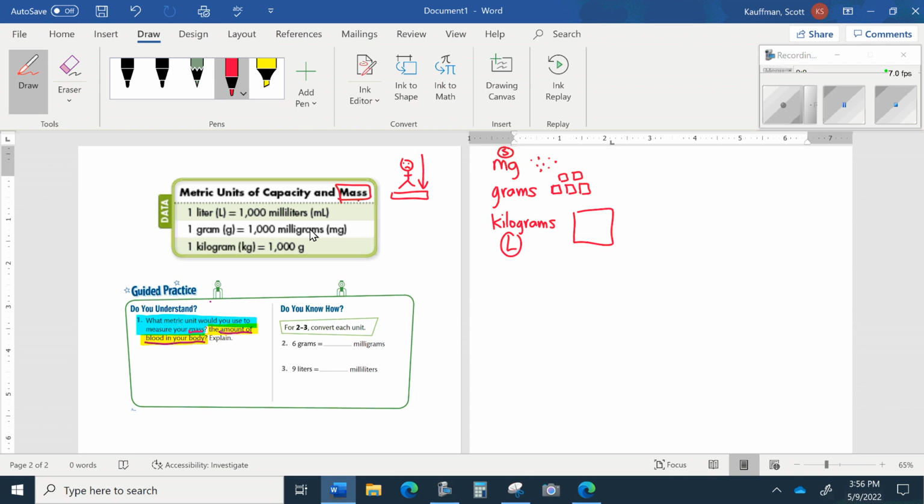If you were measuring the mass of your body, I definitely don't think you would want to use milligrams. So the question is, are we going to use grams or kilograms? I think kilograms would probably be the best. The reason you would use kilograms is because humans are larger and heavier objects.